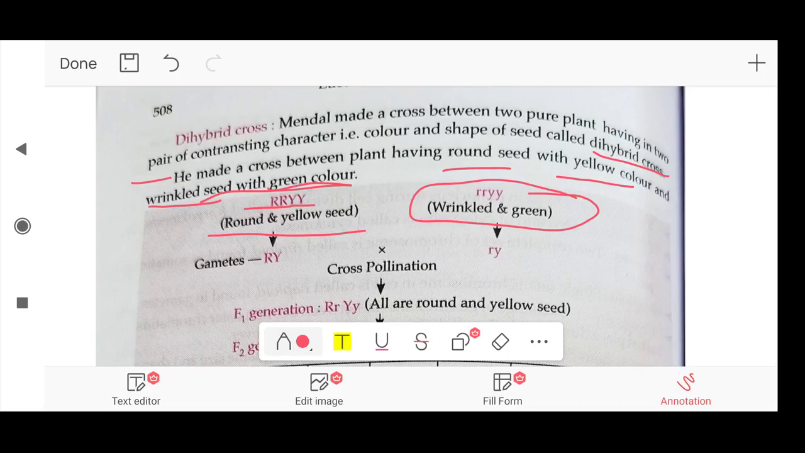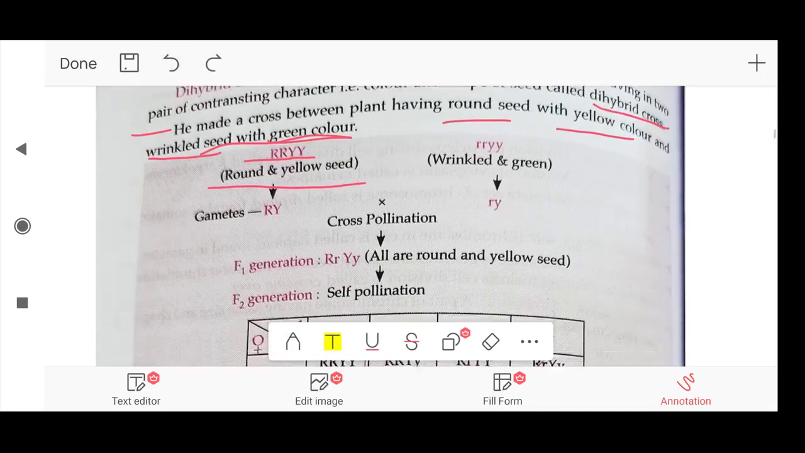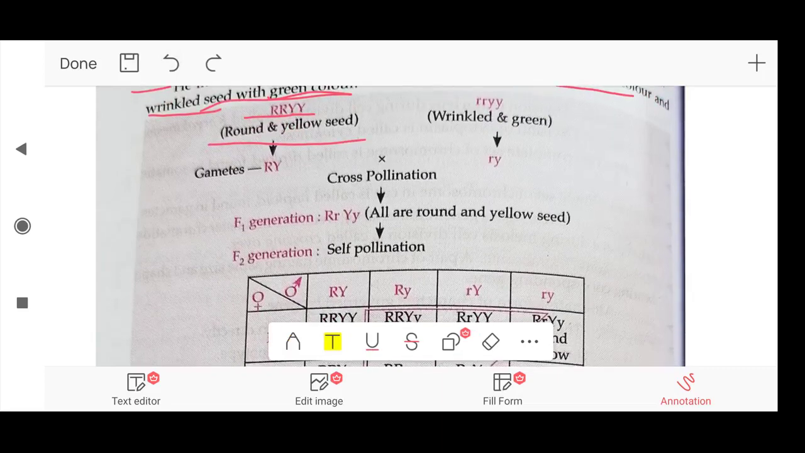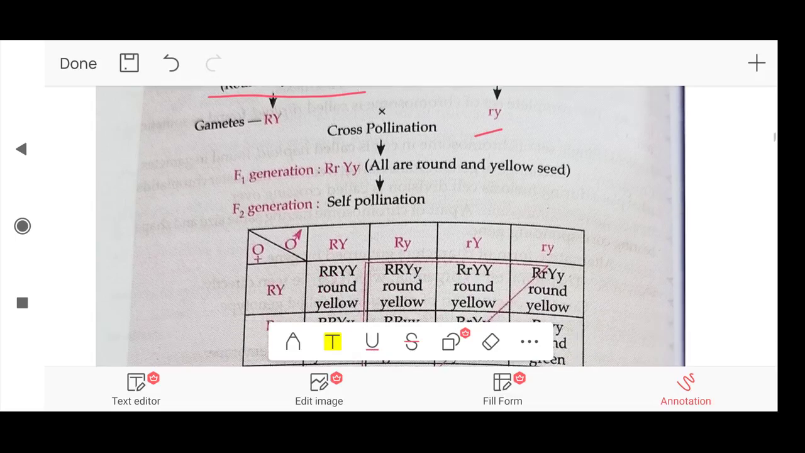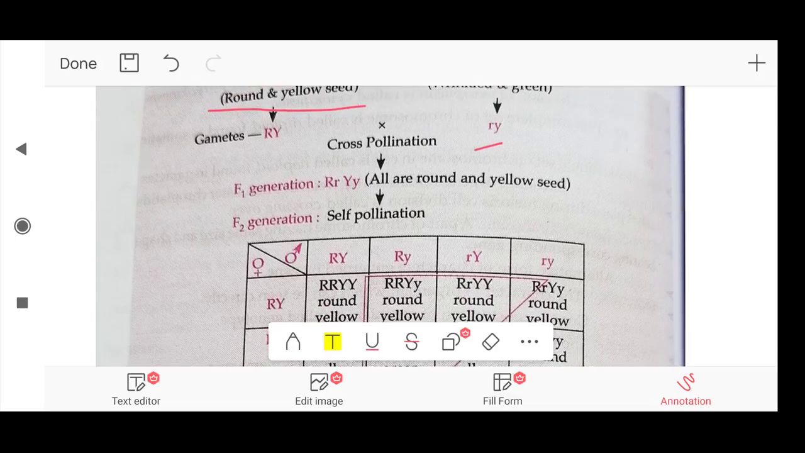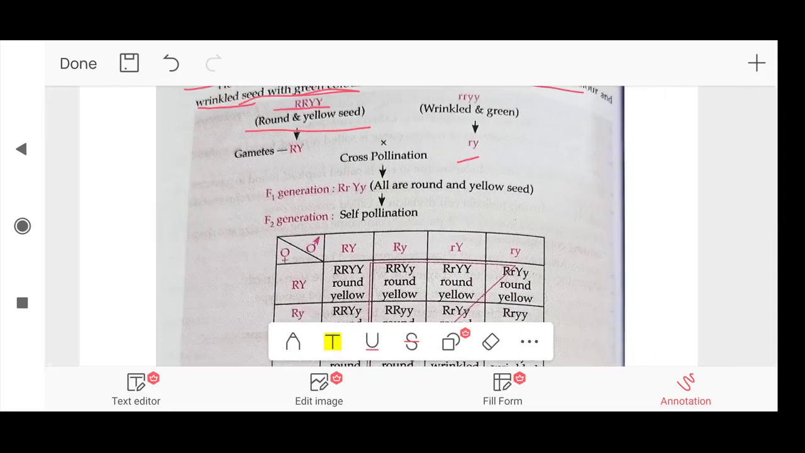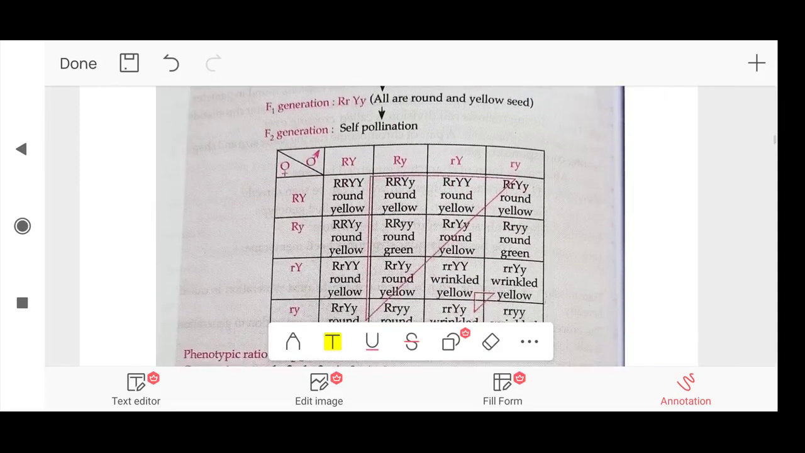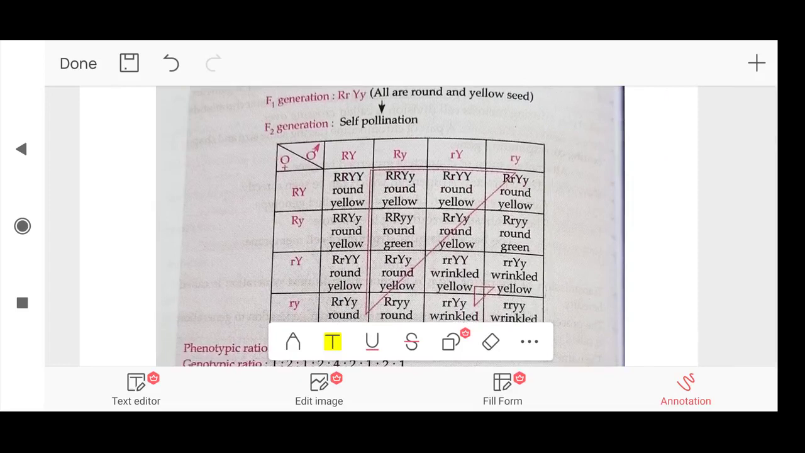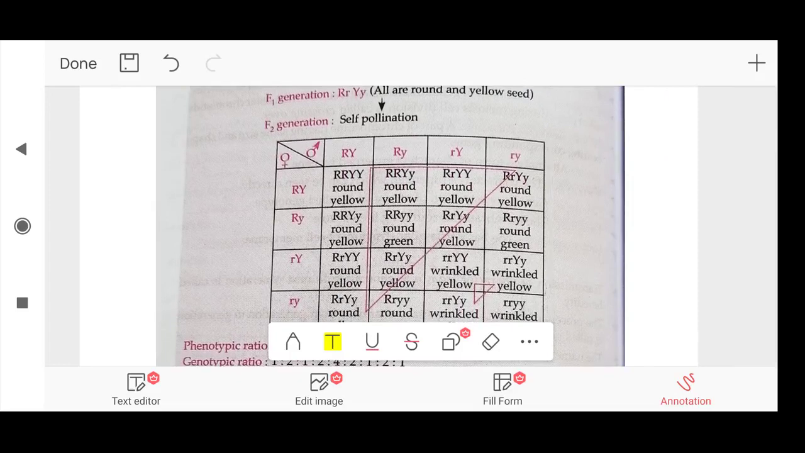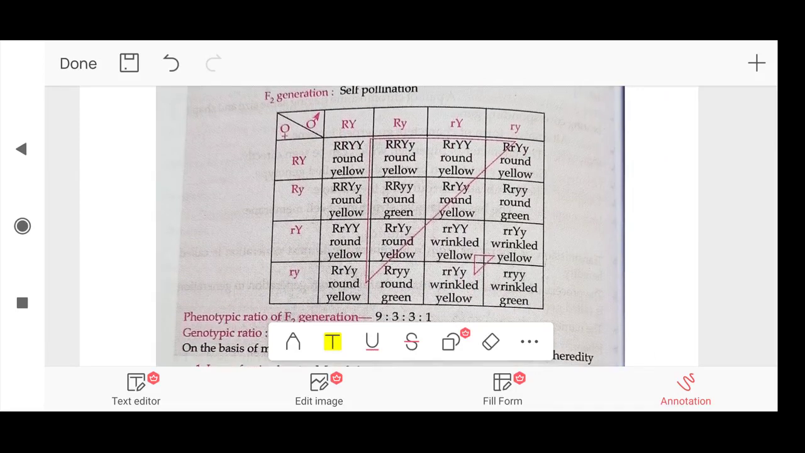The gametes in the round and yellow seed are capital R and capital Y, and in the wrinkled and green seed the gametes are small r and small y. He did cross-pollination. In the first generation, the resultant plant was capital R small r, capital Y small y. So all were round and yellow seeds in the first generation. Then in the F2 generation, he took plants from the F1 generation, two plants from the same generation, and did self-pollination. And you can see the result in the box.